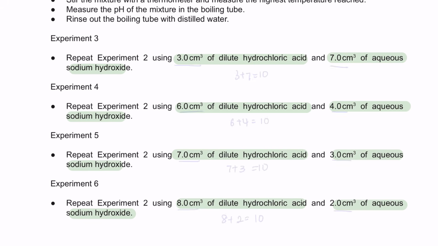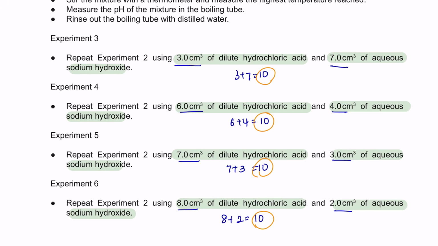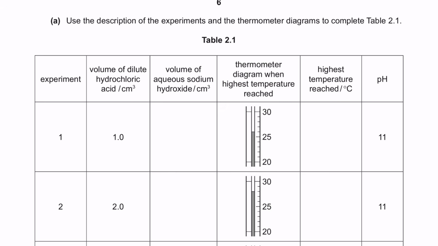What remains the same is the total amount of the acid and sodium hydroxide, which is 10 centimeters cubed. Next, part A: use the description of the experiments and the thermometer diagrams to complete table 2.1. So we know that hydrochloric acid added up with sodium hydroxide will give us 10 centimeters cubed.